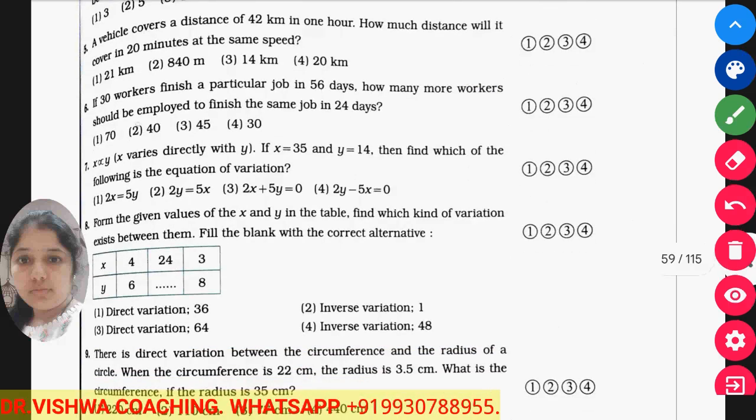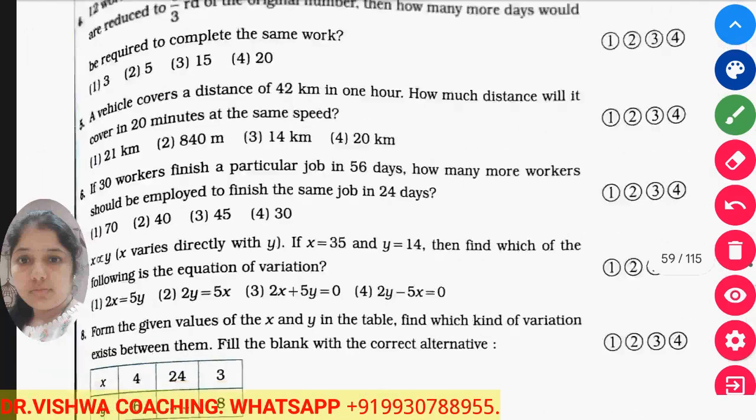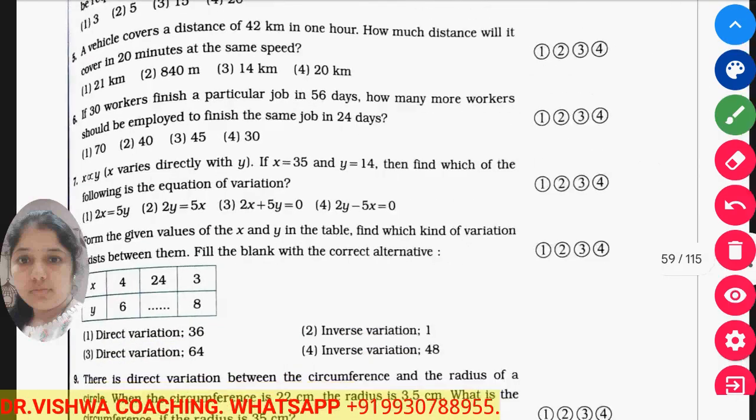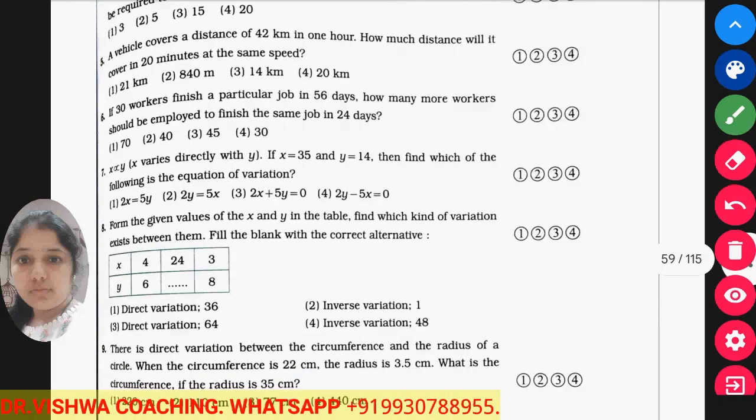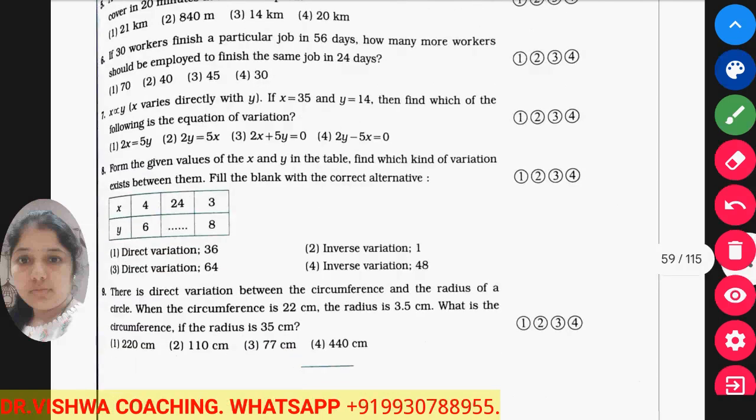Okay. 30 workers finish a particular job in 56 days. How many more workers should be employed to finish the same job in 24 days? Now again there is an inverse proportion. As the number of workers increases, the days required to finish the work decrease. So you can solve this and move to the next one.